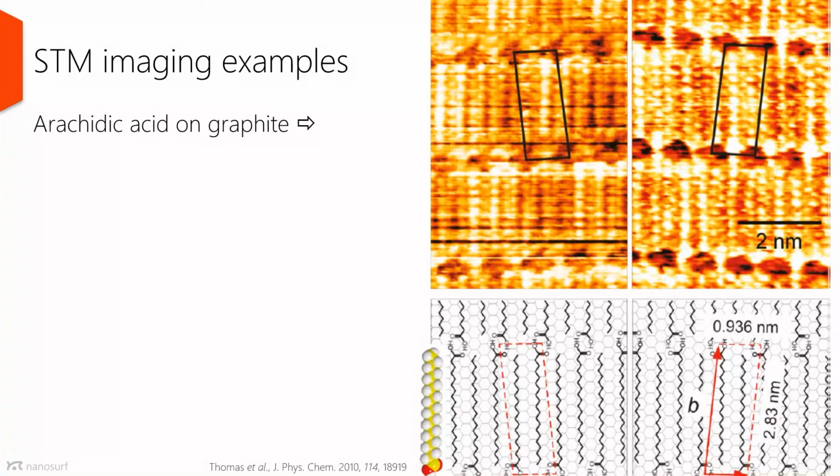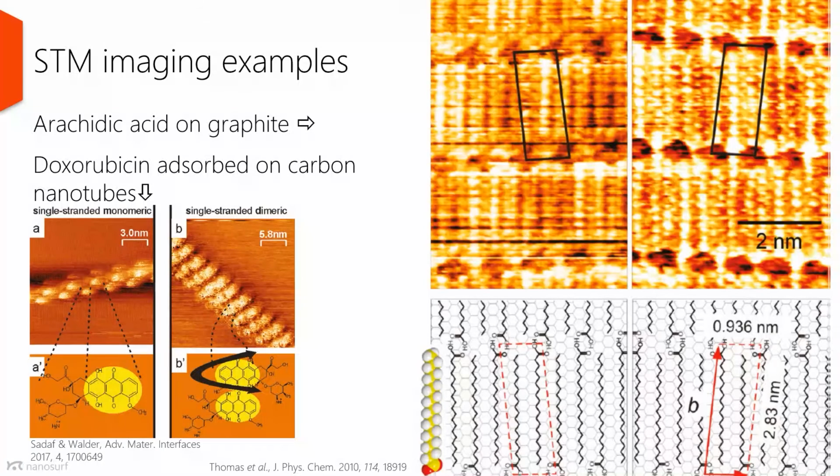The first example is adsorption of arachidic acid onto a graphite surface. We see here two images of these deformed arachidic acid monolayers, and we can see that we have submolecular resolution. From this image, but maybe better from the schemes below this image, we see that these images are mirror images, meaning that during adsorption we had a spontaneous separation of the enantiomers in the arachidic acid solution.